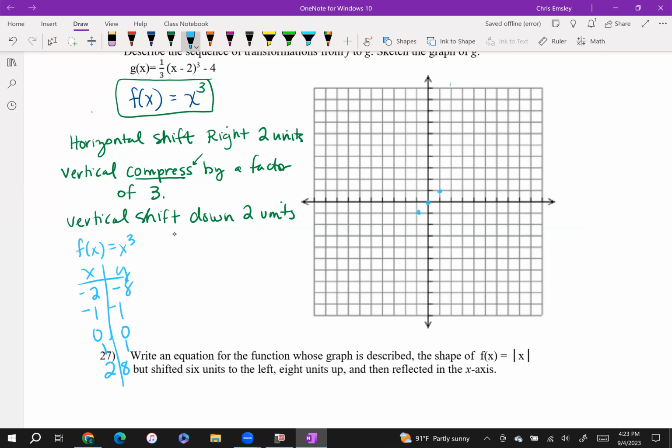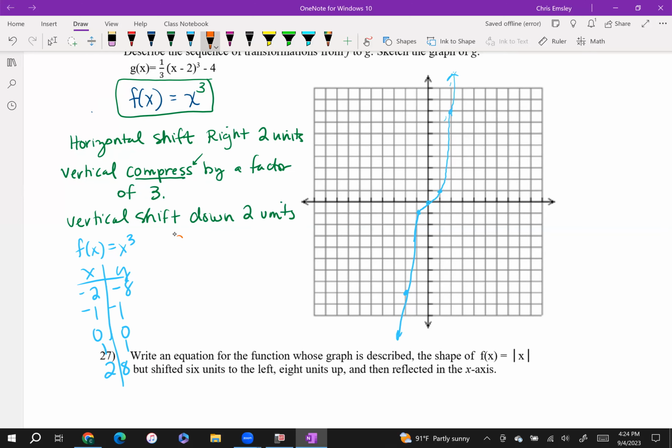Here's -8, and +2, 4, 6, 8. So this is what our x cubed function looks like. It has this kind of little wiggle in the middle, a little inflection point there. It keeps on going down. So that's what our parent function looks like. What we're going to do is we're going to take that function, we're going to shift it and compress it, and we're going to see what it looks like.